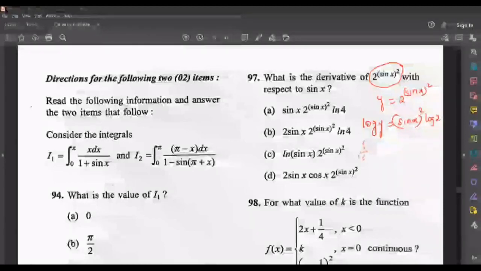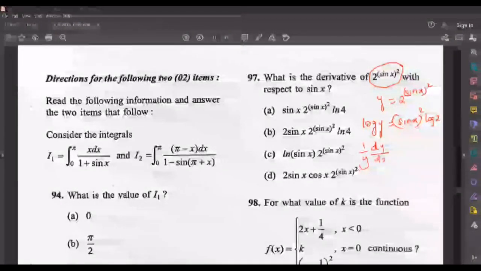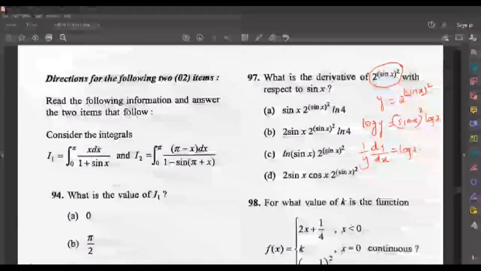Take the derivative. 1 by y dy by dx is equal to, you have to take the derivative of this one. Log 2 is a constant. What is the derivative of sin x the whole square? 2 sin x into derivative of sin x, that is cos x.